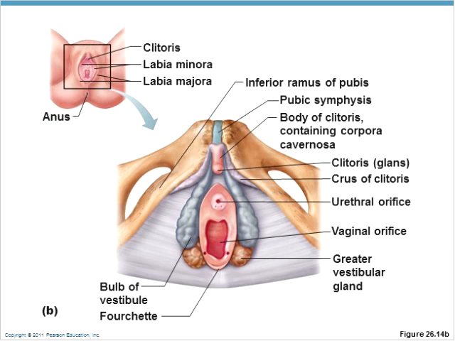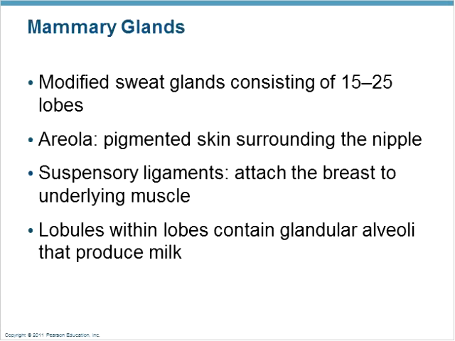And this lets you see the bulb of the vestibule, if you will. You can see the fourchette, and you can see the inferior ramus of the pubis. You see the body of the clitoris just below that pubic symphysis and the urethral opening. So you get a feel for what's happening deep to the tissue, or deep to the introitus.